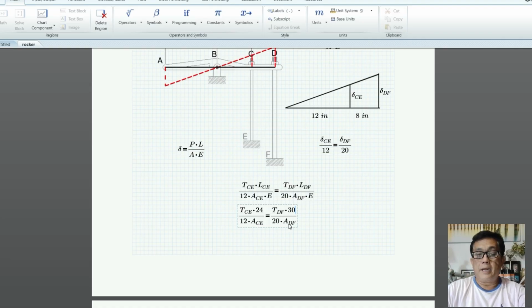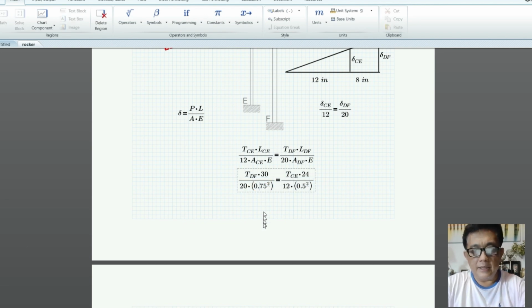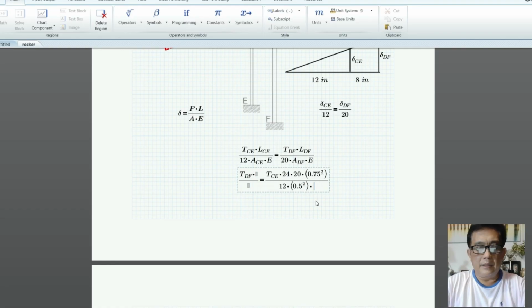This one also has a pi over 4, so let's just cancel pi over 4 and just use the diameter. So this will be 1/2 or 0.5 squared, and this one is 3/4 or 0.75 squared. Next, I am going to express T sub DF in terms of T sub CE. I can just flip this equation like that. And then this denominator here is going to be multiplied here in the numerator, and this 30 here is going to be down here at the denominator. So that's our T sub DF.